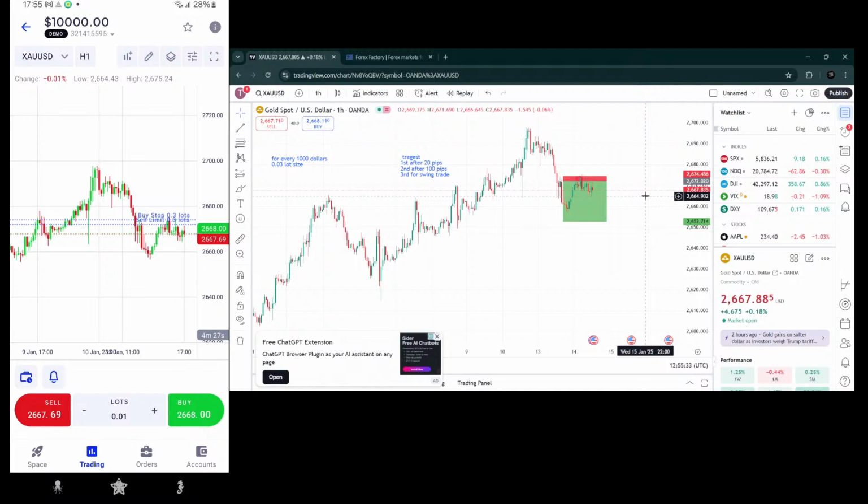So if anybody wants to go for the buy, this is the point, 2664.90. Because if you see here, market rejects here and goes down. So this is the point, and market is rejecting here. And right now market is in the middle. There is no proper clear picture for the trade.